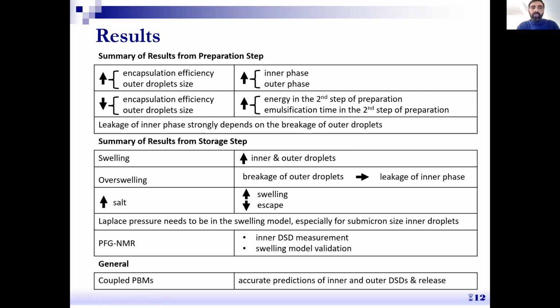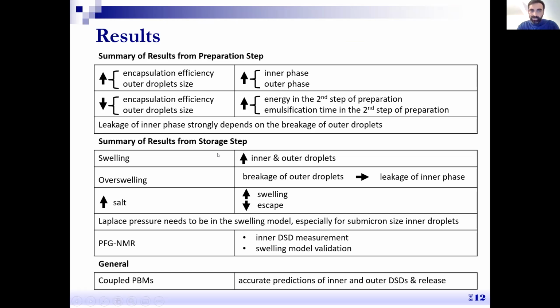As a summary, during the preparation step, we could see that by increasing the inner phase and outer phase, the encapsulation efficiency and outer droplet size increase. And by increasing the energy or emulsification time during the second step of preparation, the encapsulation efficiency and the outer droplet size decrease. Also, we found the indication that the leakage of inner phase strongly depends on the breakage of the outer droplets.